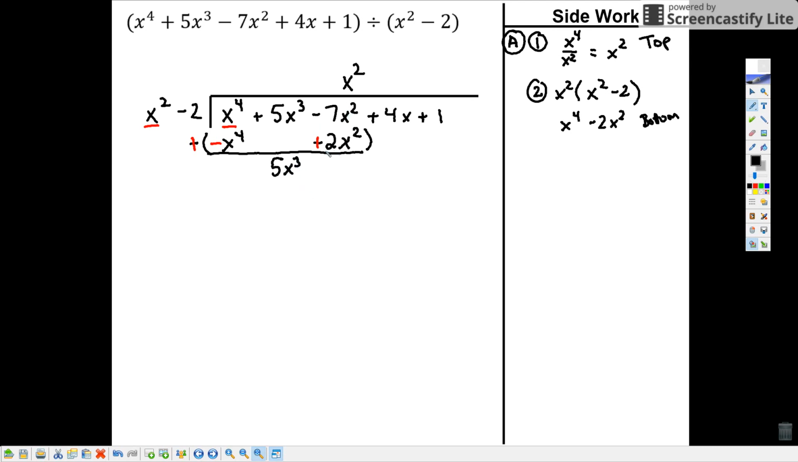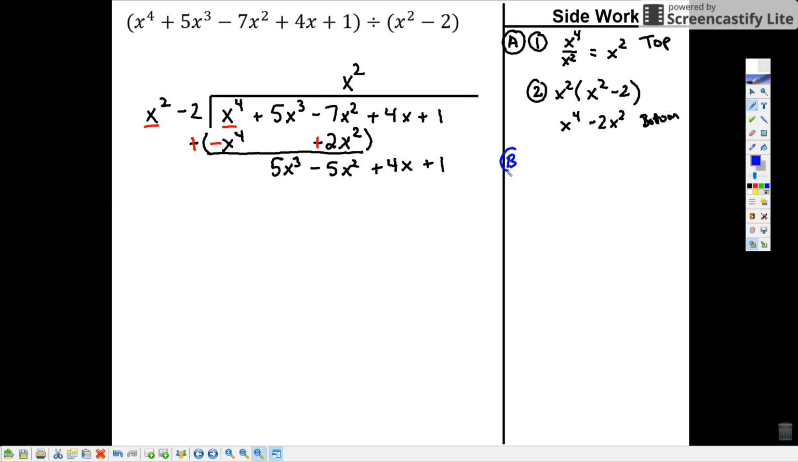Negative 7x squared plus a 2x squared is a negative 5x squared. And then everything else will come straight down. So we have plus 4x plus 1. And then we get to do it all again.